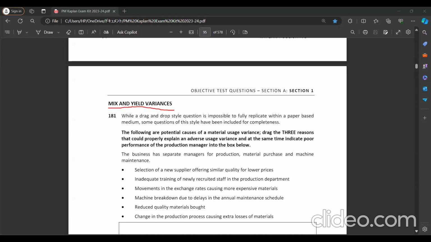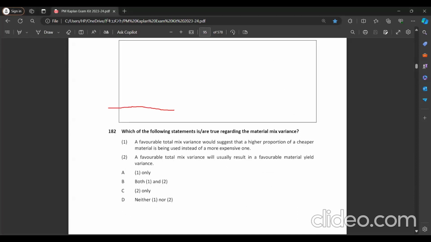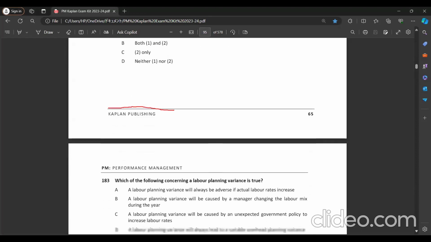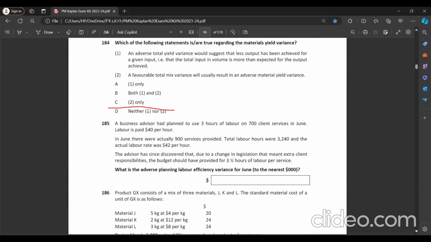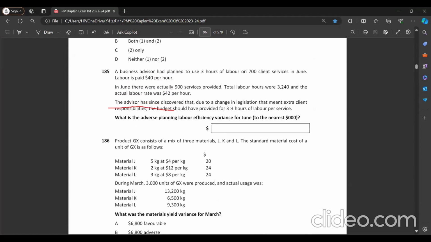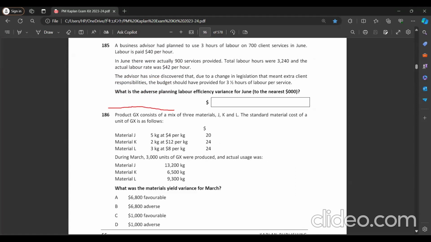So coming down, the heading is mix and yield variances, but we also see that there is an operational and planning variance question given here. This is planning variance. So planning and operational variances, we will do in the next video. But right away, we'll start with yield and mix variance. First, we'll do mix variance.